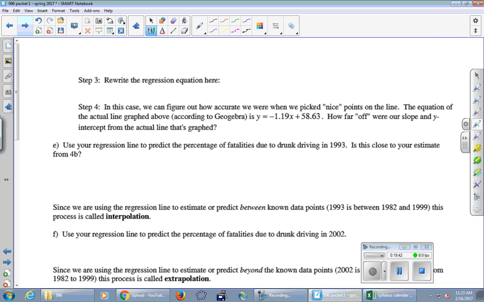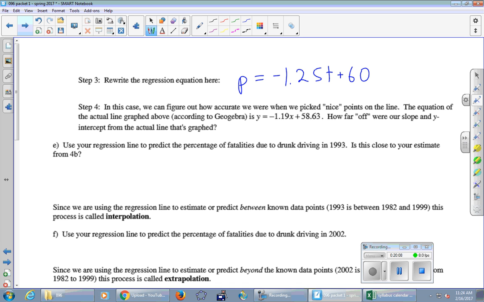Let's see if we can use that equation. So let's rewrite the regression equation right here. So it was p equals negative 1.25 t plus 60. And I said that the actual line of best fit is the one that I graphed there. Well, I used software on the computer to graph it. I used something called GeoGebra. We haven't looked at GeoGebra in this class, have we?